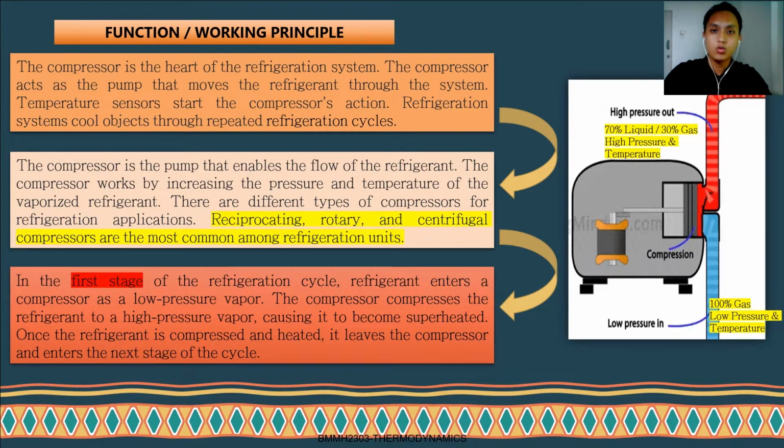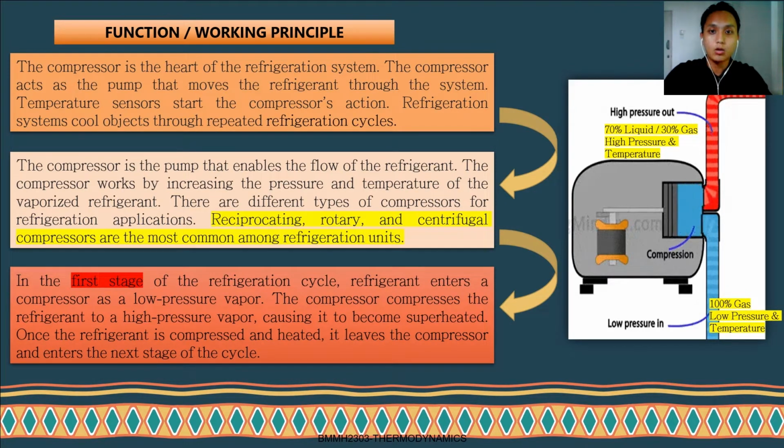So, the function and working principle of the compressor. The compressor is the heart of the refrigeration system. The compressor acts as the pump that moves the refrigerant through the system. A temperature sensor starts the compressor action. The refrigeration system cools objects through a repeated refrigeration cycle. The compressor is the pump that enables the flow of the refrigerant. The compressor works by increasing the pressure and temperature of the vaporized refrigerant.